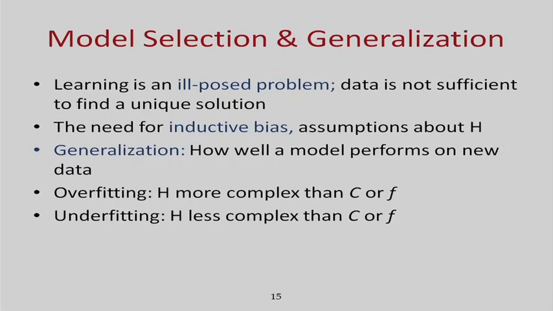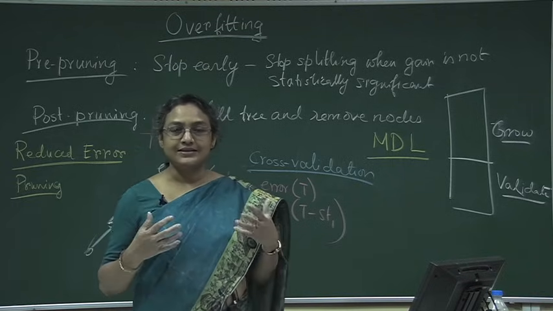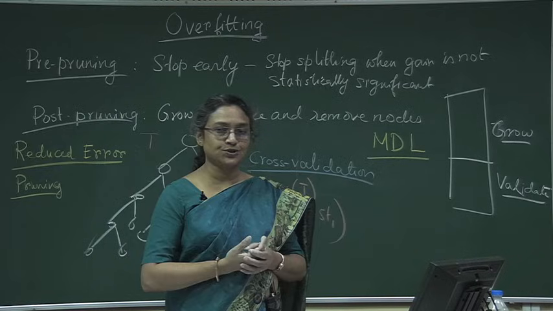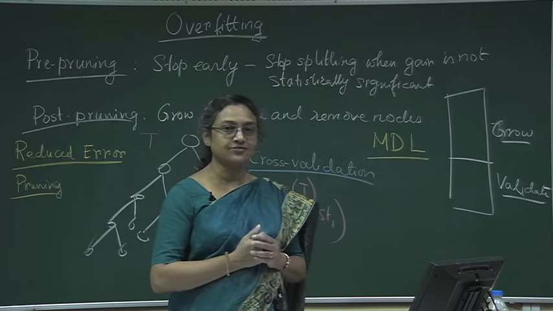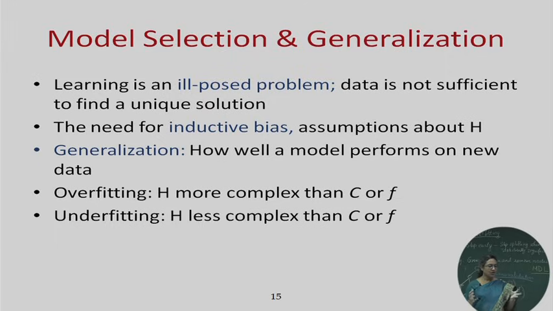Now, we have discussed earlier that learning involves generalization or induction, and it is an ill-posed problem because you do not have sufficient data. So, we need some bias to restrict the hypothesis space or put some preferences, so that you want to prevent overfitting.